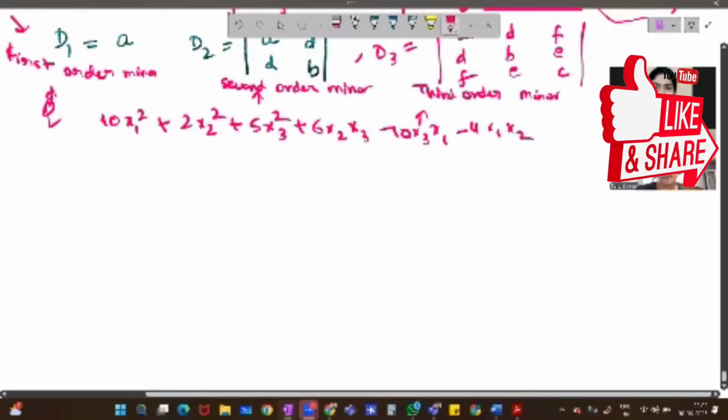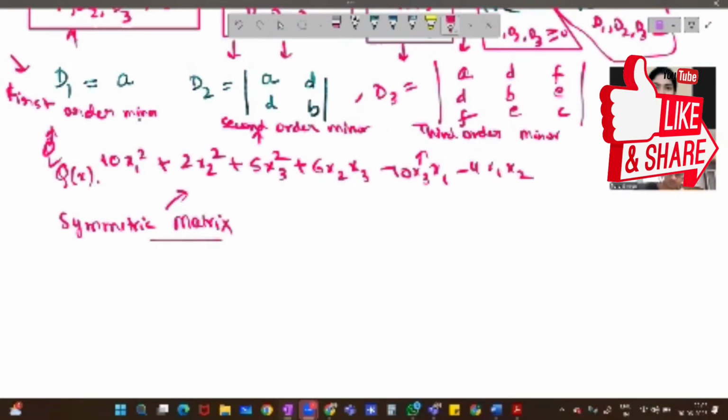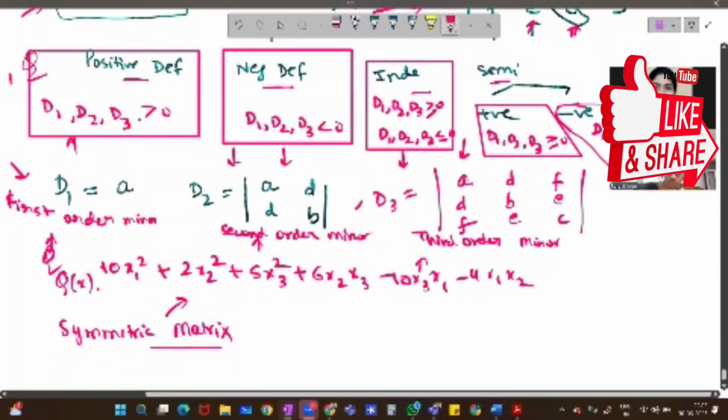So let's say this is a quadratic equation and I want to form a symmetric matrix from it. I mean, the matrix from which this quadratic equation has been formed, I want to do reverse engineering and find out what the original matrix is. So, how will I do it?